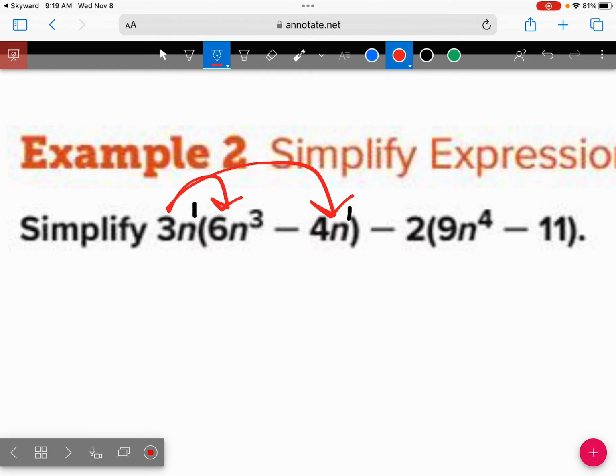So I'm going to take 3 times 6. So 3 times 6 is 18. And then I'm adding 1 plus 3, which would be 4. Bring down your subtraction sign. 3 times 4, 12. And then I'm adding 1 plus 1, which would be 2. Okay, so now let's do my second distribute.